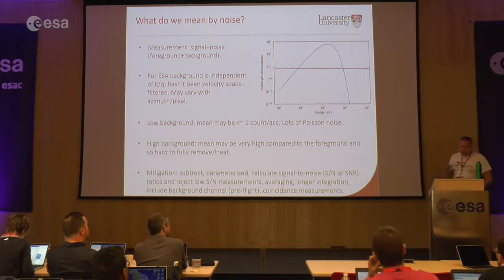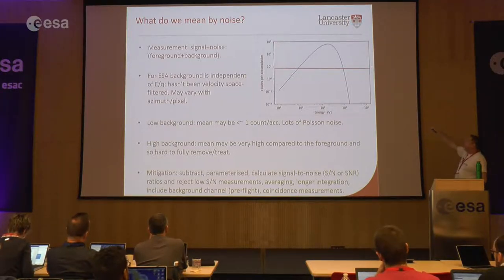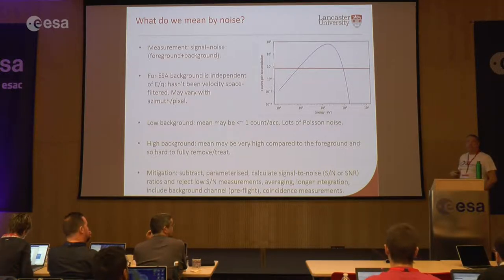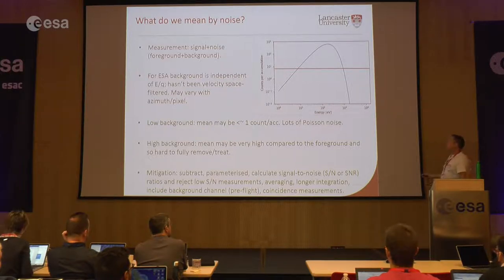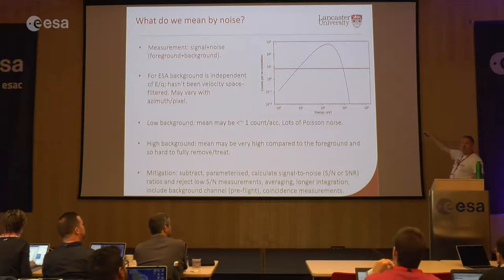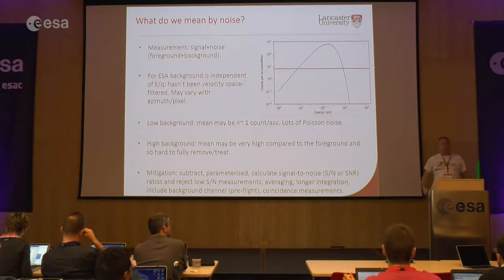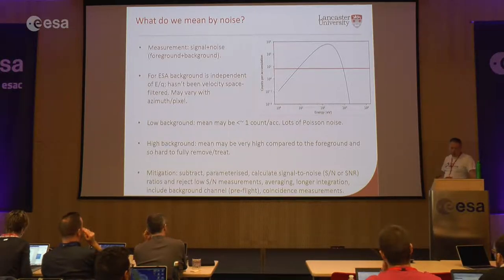There are various mitigation strategies that you can use and that people do. So you could just say, I've got a model for this and I'm going to subtract it. So you take the foreground, you subtract the background, and then you just process what's left. So you could do that off a model. You could do that by saying, I'm going to select a part of the spectrum where basically the foreground is zero, all I'm measuring is background, and I'm going to average over a few bins to figure out what the background might be, and then I will subtract that. There are various ways of doing that.